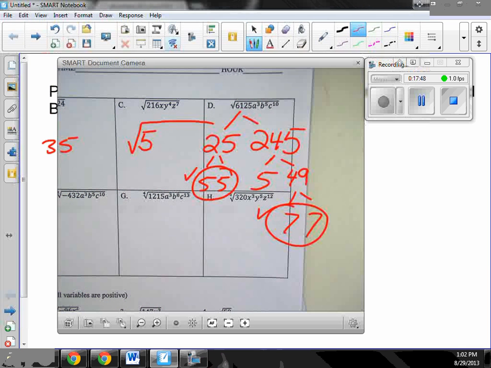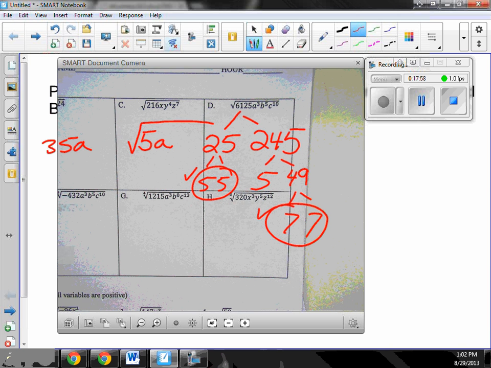How many A's can I pull out? How many sets of A's? One set with 1 left over. So A on the outside, A on the inside. Does anybody not understand how we're doing that? So we have A to the third, and we're pulling out groups of 2. So if I have all 3 of my A's, how many groups of 2 do I have? Just 1 group, and I still have a leftover A. So on the outside, I write how many groups there are, A to the first, 1 full group. On the inside, I write how many A's are left over, A to the first.